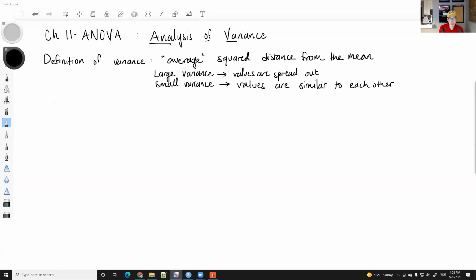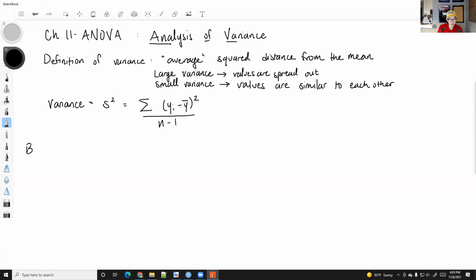Let me also throw in the formula for the variance, right? The variance, which we call S squared, the sample variance, is given by: you take each individual value, subtract off the mean, square that difference, and divide by n minus 1, right? So you square that difference, add them up. If we were to divide by n, it would just be the average squared distance from the mean, but we're dividing by n minus 1, and so that's why I put average in quotes, okay?